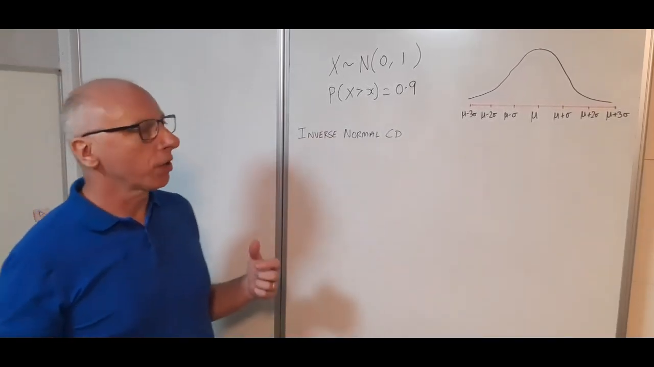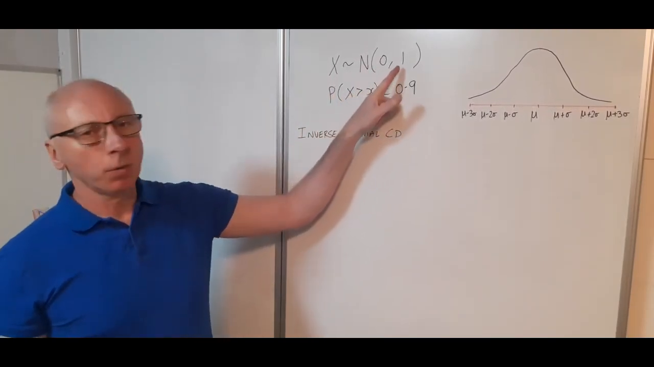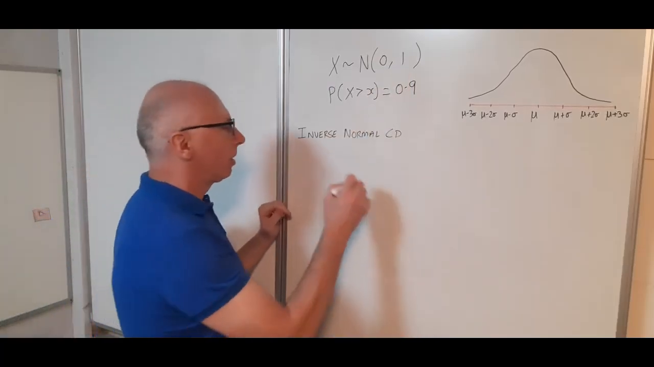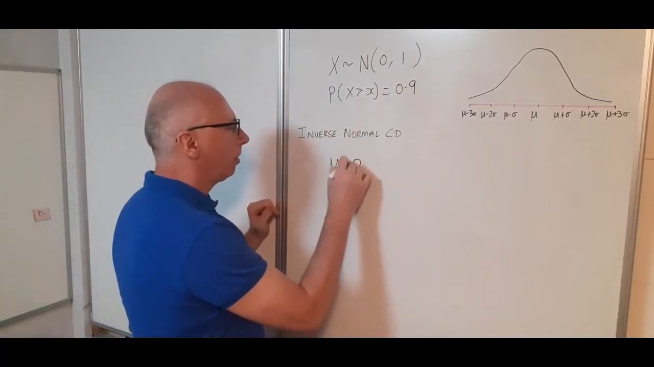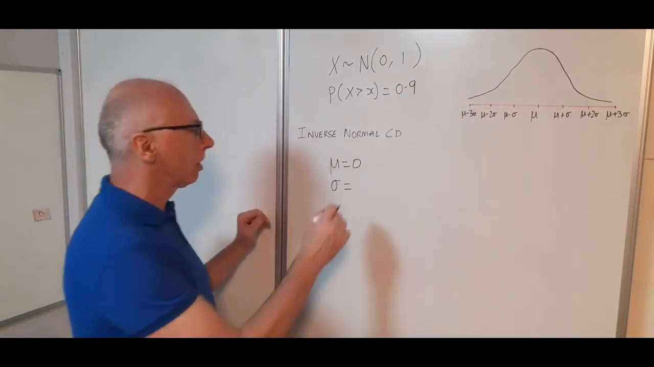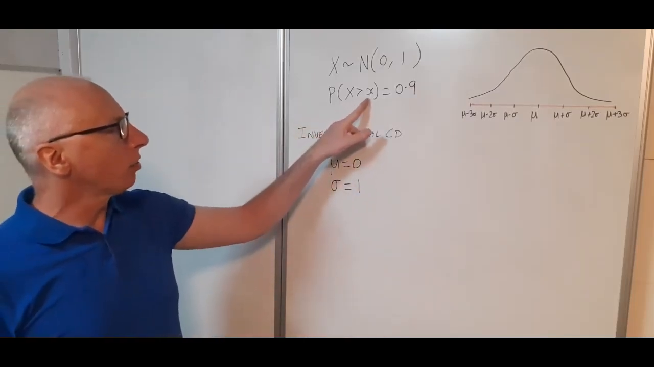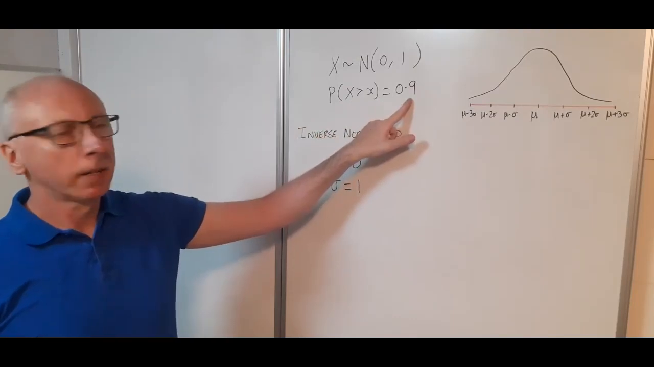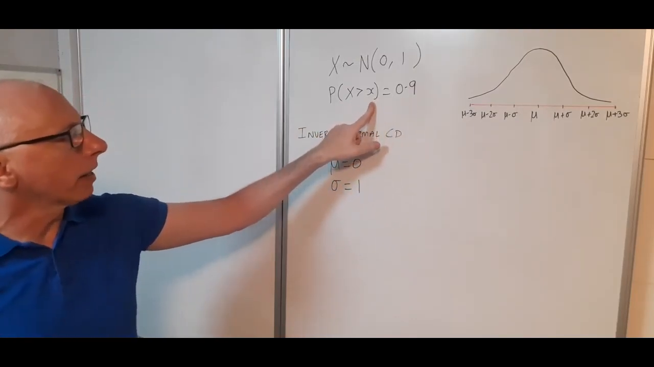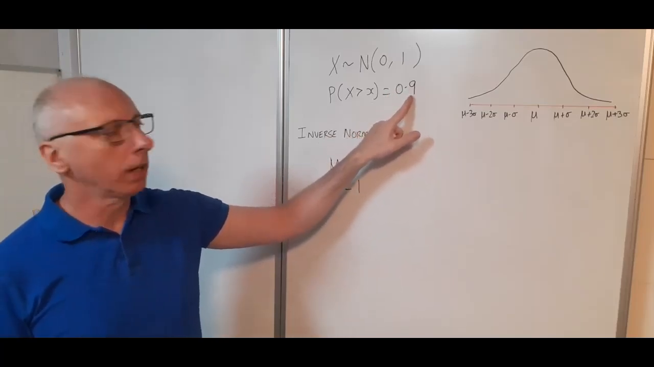So in this question here, we've got the standard normal distribution. X is normally distributed 0, 1. So that means the mean is 0 and the standard deviation, which is the same as the variance in this case, is 1. Now we want to find the probability x is greater than x equals 0.9. So we need to find this value x, and the area under the curve from that point will be 0.9.